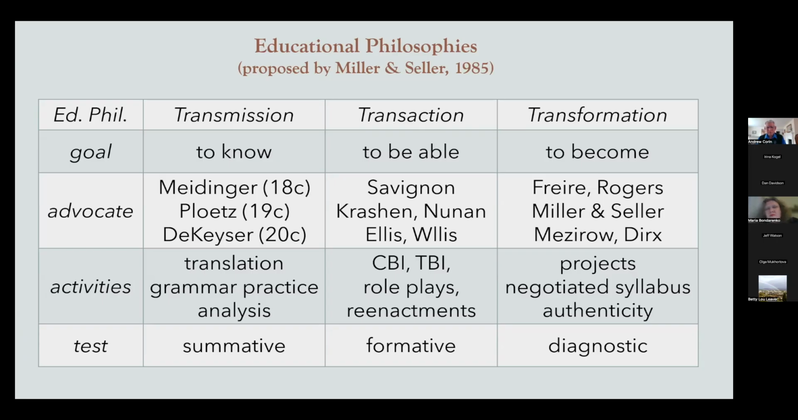It's been mostly used with transaction, but Maria is using it with transformation. And the tests look different. Transmission tests, you want to know what they learned. It's a very, very discrete item. Transaction, you want to know what they've been able to do, and so you look at it in a more formative way. And transformation is usually diagnostic.